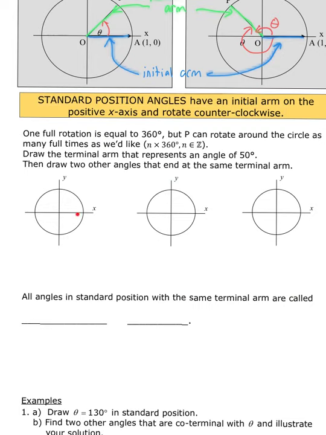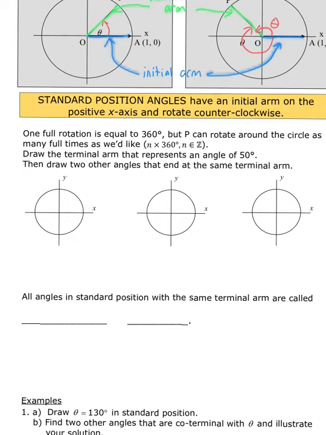So if we were to start at the initial arm and go around the full circle, that is 360 degrees, and we could go around the circle again, which would be 720 degrees, and then again to get to 1080 degrees, and so on. You could go on and on forever. So that's what it says here. One full rotation is equal to 360 degrees, but P can rotate around the circle as many times as we'd like, n number of times.